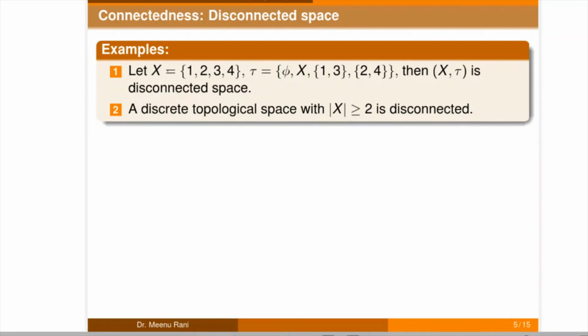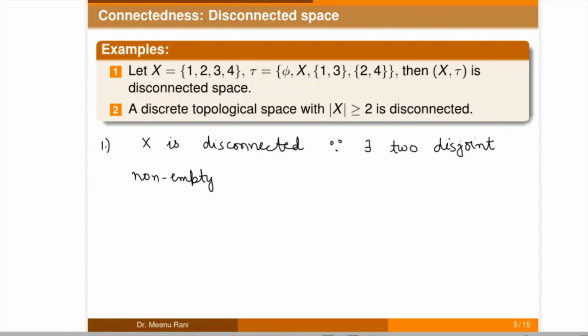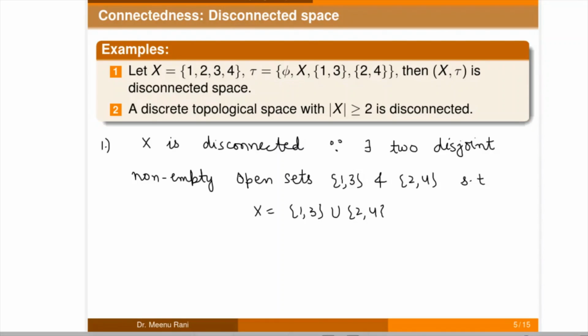So further we have some examples on the disconnected space. The first example we have, let X be a set and tau a topology on X. Then X is a disconnected space, because there exist two disjoint non-empty open sets, say 1 3 and 2 4, such that X can be written as the union of these two, 1 3 union 2 4, and these are disjoint also, so X is a disconnected space.